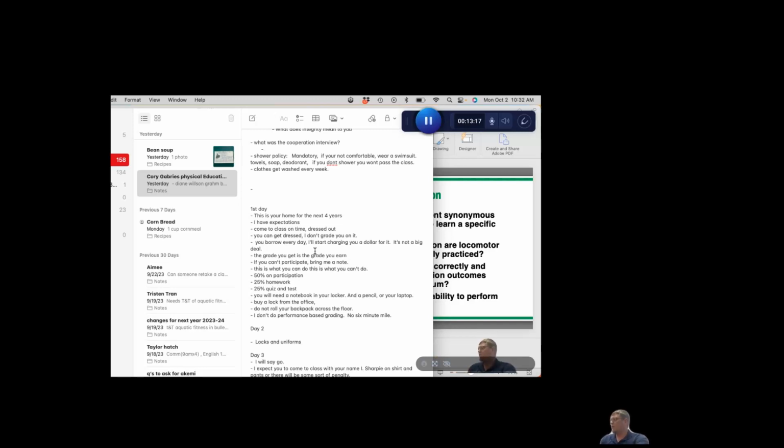Now this is high school, so you are going to have to adjust this a little bit, but the concepts are great here. So, I told him, I have expectations, come to class, you get dressed, but I don't grade you specifically on it. I used to do that when I first started. Now I just expect you to come to class dressed.